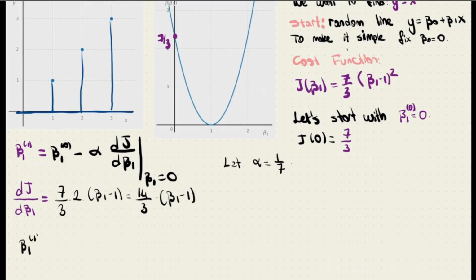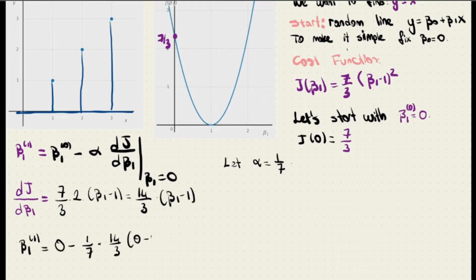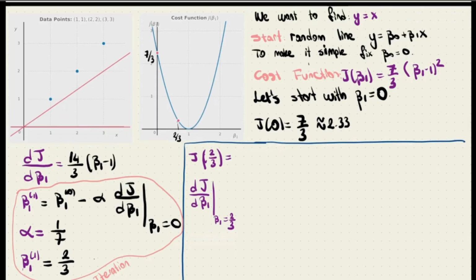So beta 1 1 equals our first beta 1 0, which is 0. Alpha is 1 over 7, and we plug in the value 0 in the derivative. So we get 14 divided by 3 times 0 minus 1, and we get 2 divided by 3.